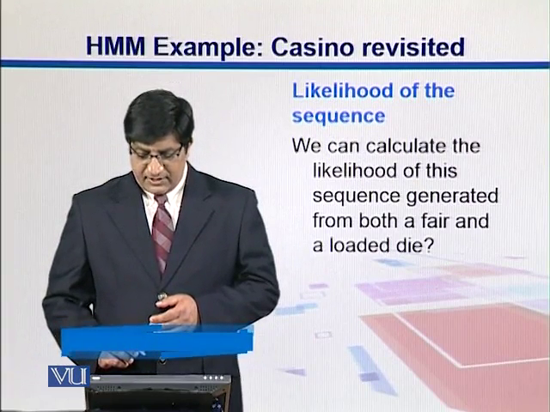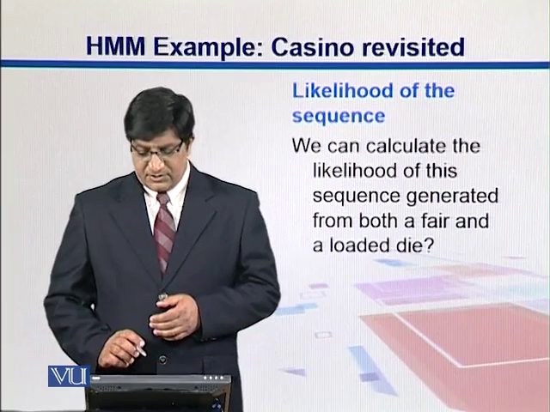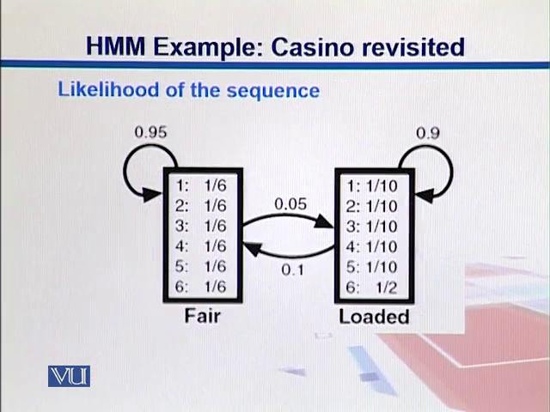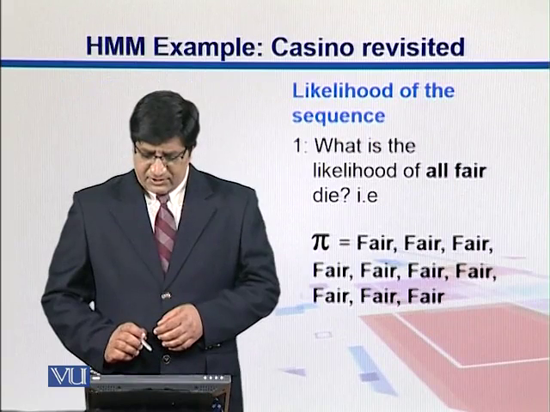So we can calculate the likelihood of this sequence being generated from a fair or a loaded die. We know these probabilities, we worked upon them, and we came to know the different state transition probabilities as well as the symbol emission probabilities. Okay, so let's look into that.